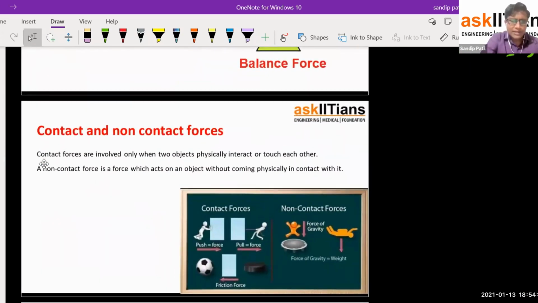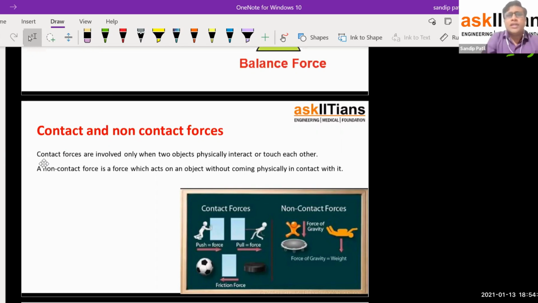So we have already seen the balanced and unbalanced force. Now let's talk about contact and non-contact force. Again, as the name suggests, it is very simple to understand. Contact force means there should be some contact between two objects. Here you can see the simple definition of contact force. Contact forces are involved only when two objects physically interact or touch each other.